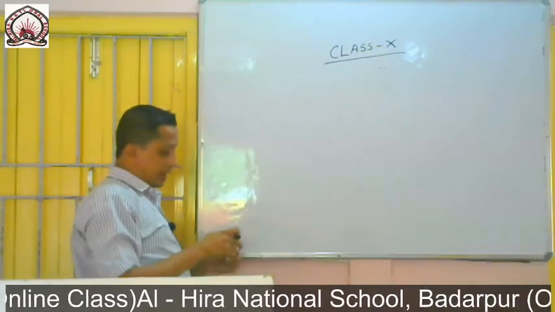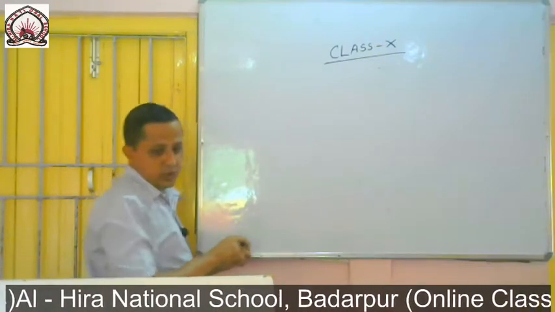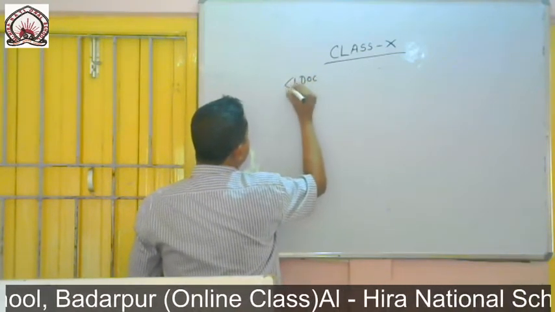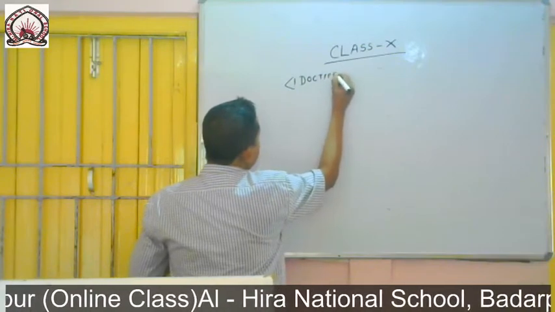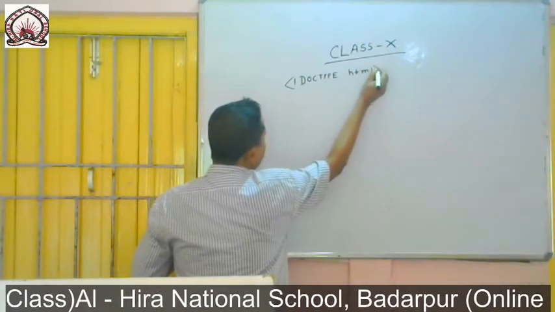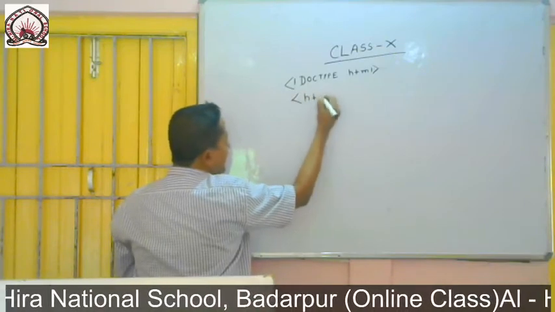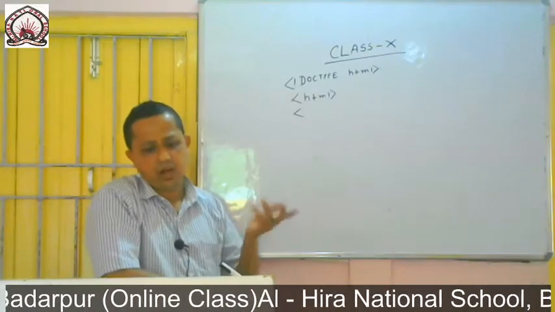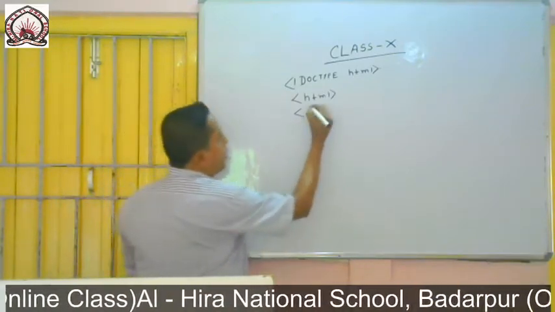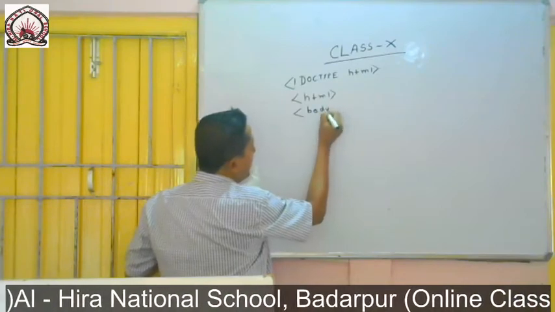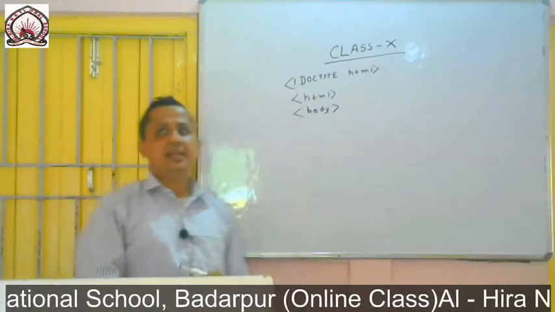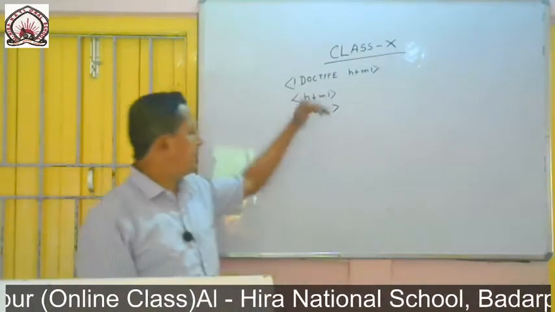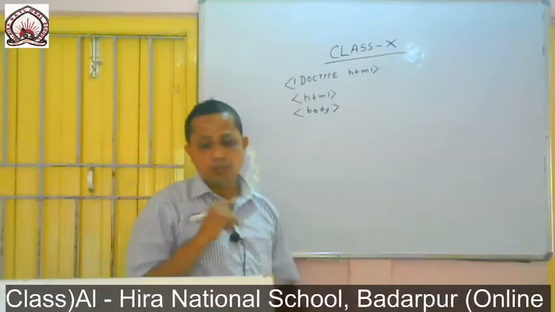I am writing the whole JavaScript code. As we know, the first line is like this: exclamation sign, doctype HTML, then we write html, then we may give head or we may not, then we have the body. So I'm directly going to body. As we know, in HTML there are two important parts: one is head, another is body. I'm not giving any title or head, I'm directly going to body.